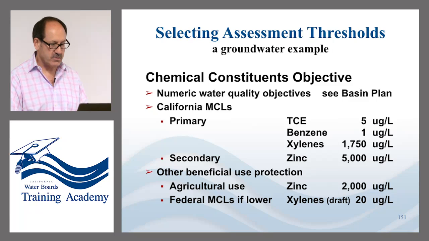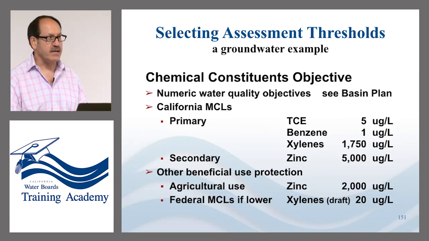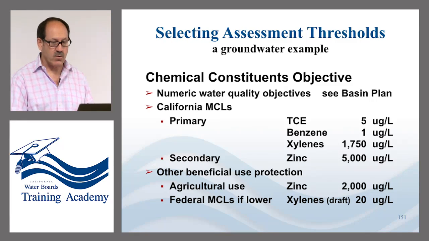Agricultural use. Zinc has an agricultural use limitation of 2,000. It's lower than the secondary drinking water MCL.